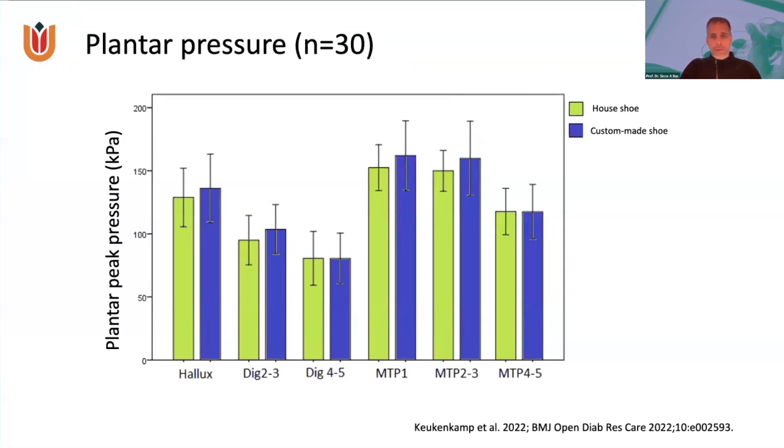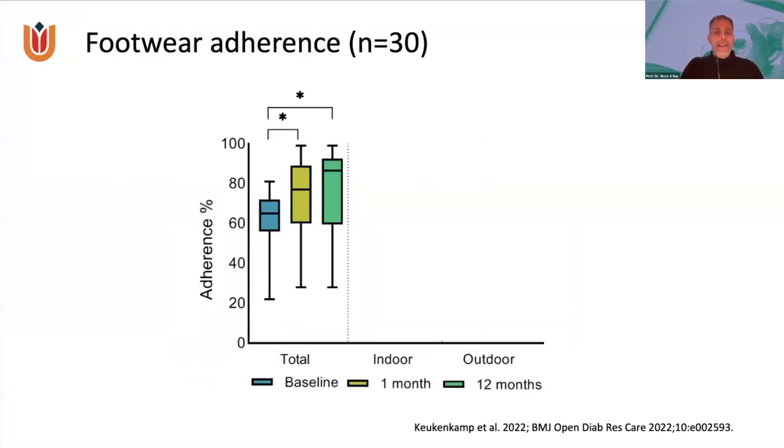So in terms of pressure relief, they would have to be similar to the custom-made shoe. And we showed in this group of 30 patients that that was at least the case. For different regions, the pressures were very comparable. And then looking at the adherence, we found that from a baseline adherence in this patient group of about 60%, we saw a significant increase in adherence within 1 month.